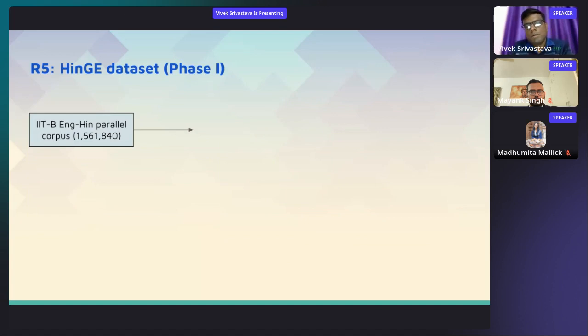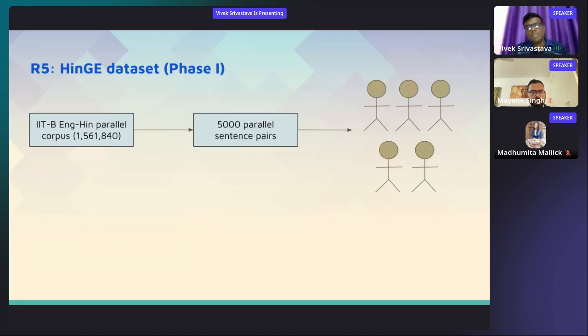We created this data set in three different phases. In phase one, we took the IIT Bombay English-Hindi parallel corpus. Just to clarify, this data set is only for the English language, and this is one of the limitations that we have. We can't generate data in multiple other languages, because we had a lot of annotators in place for this data set. From this data set, we took 5,000 parallel sentence pairs.